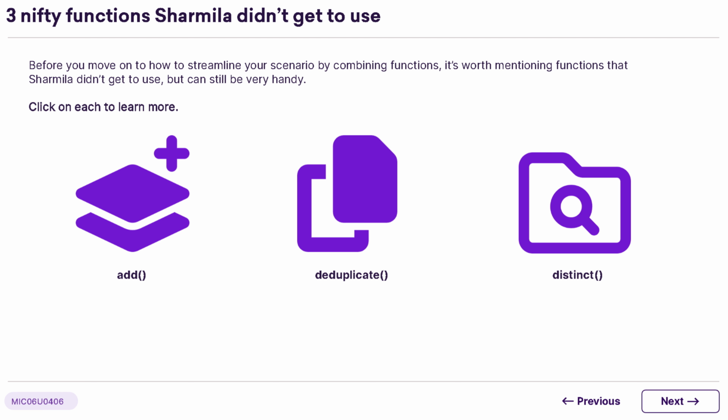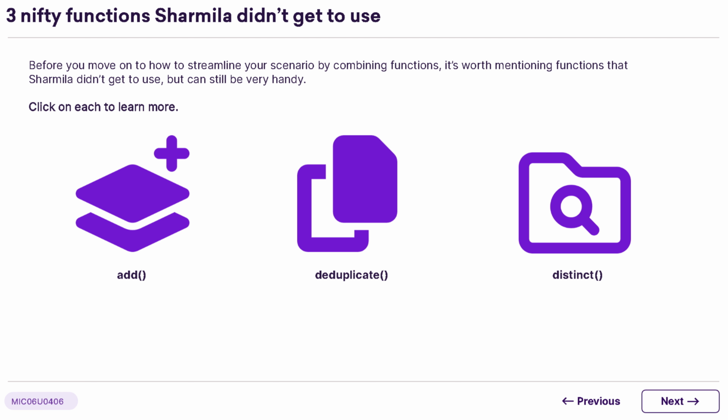Now that we've seen Sharmila's excellent work on generating the list of top bookstores, let's explore a few handy tools she didn't get to use in her report. These functions can be incredibly useful for data manipulation and optimization. First, the add function. Imagine you have a list of items and you realize you need to include an additional piece of information.